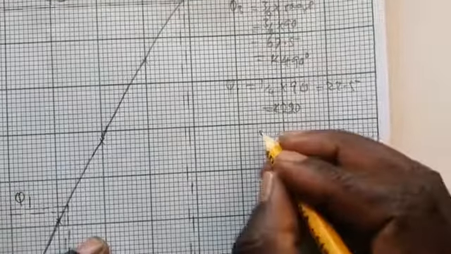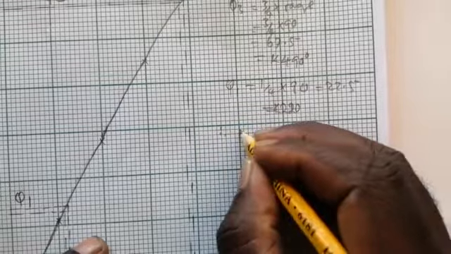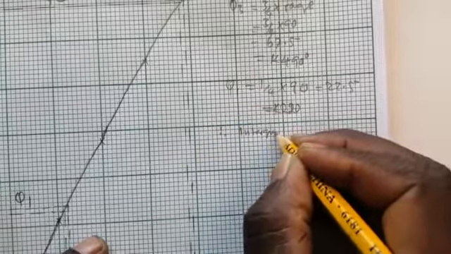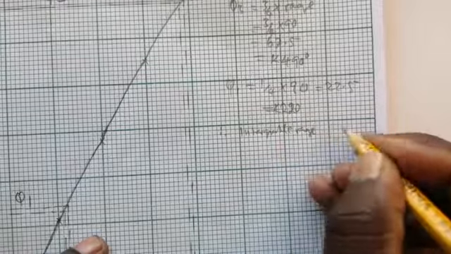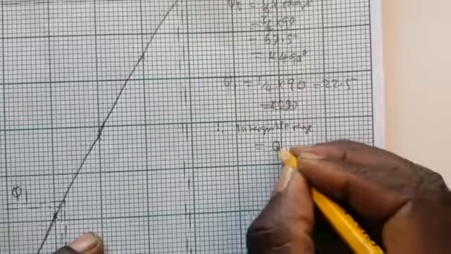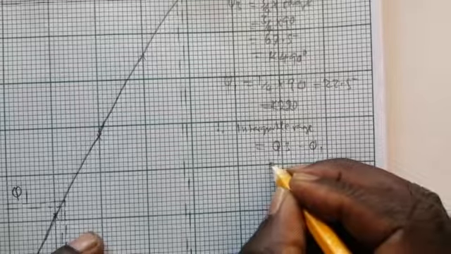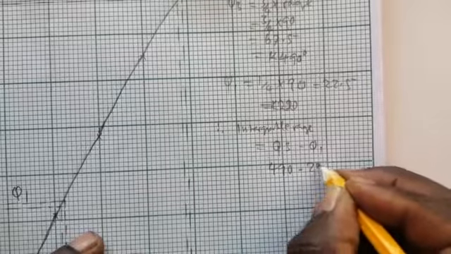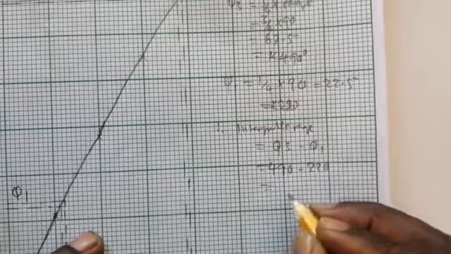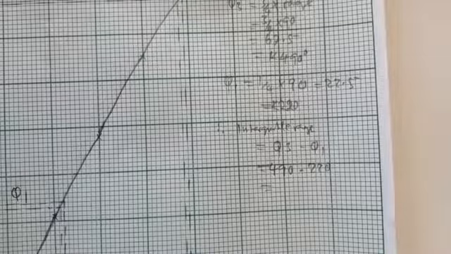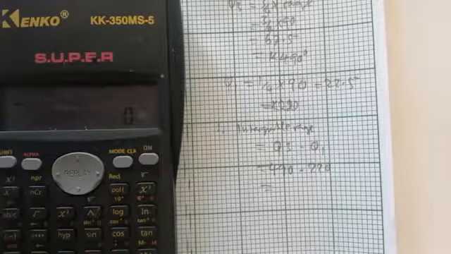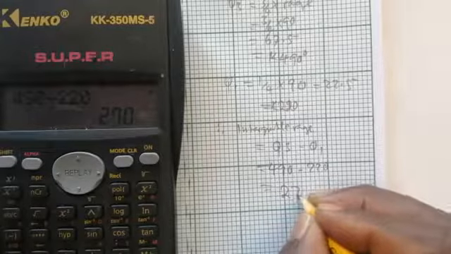Then what do you do now? Therefore, the interquartile range is equal to Q3 minus Q1, which is 490 minus 220. You calculate using your calculator. So we have 490 minus 220, which is 270 kwacha. That is your interquartile range.